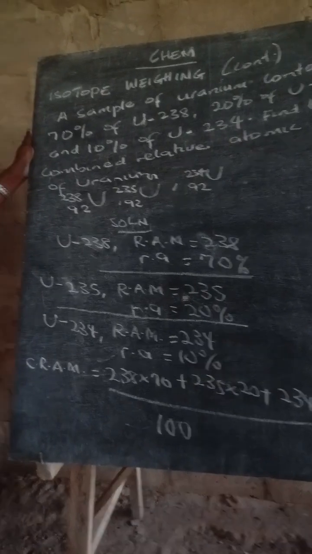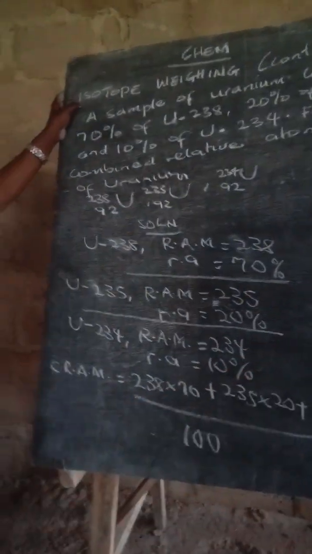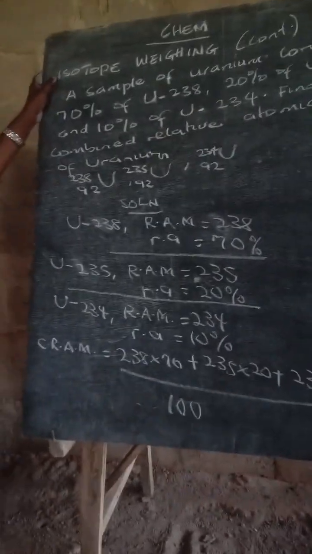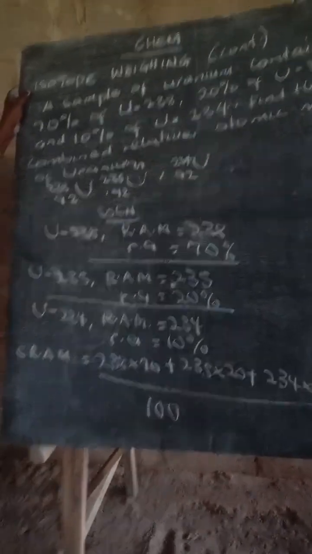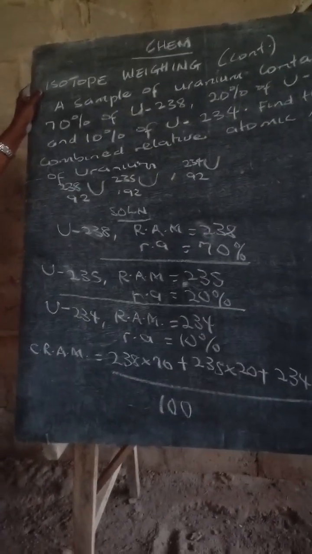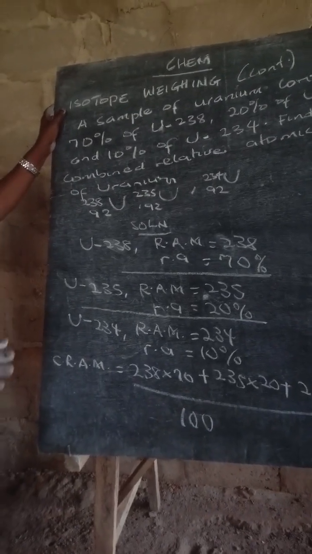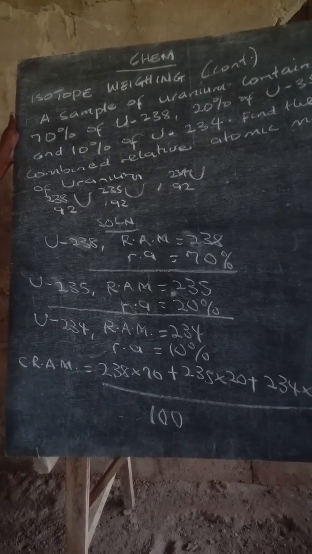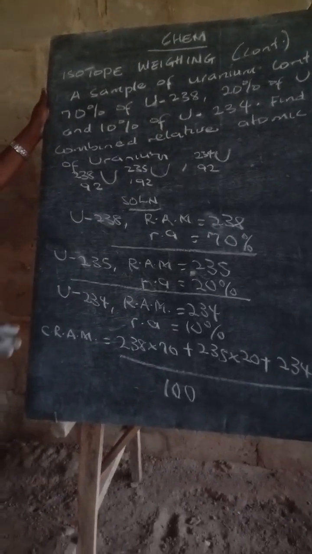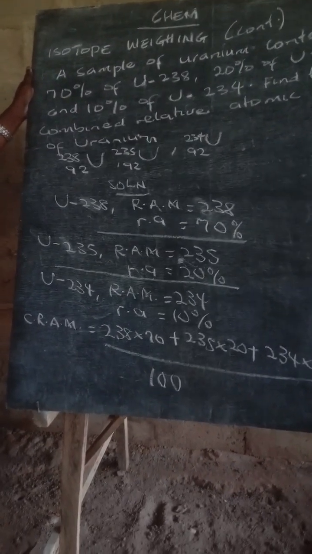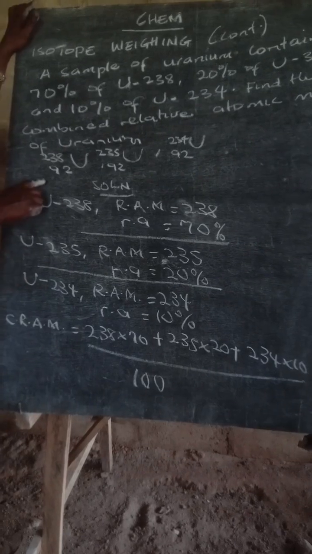So now we are still back to isotopes. You know, isotopes are atoms of the same element with the same atomic number but different mass number. They will have the same number of protons, but because the number of neutrons will be different, they will have different mass number.